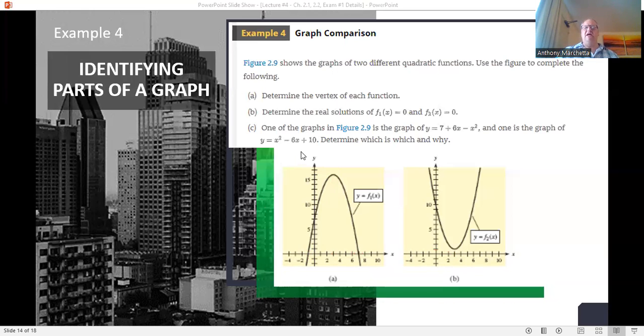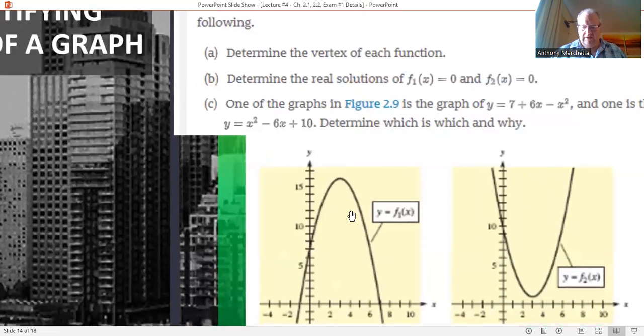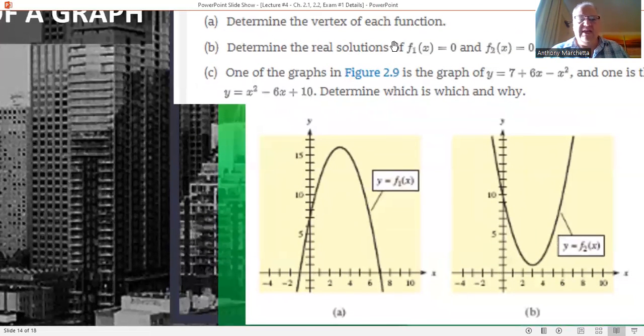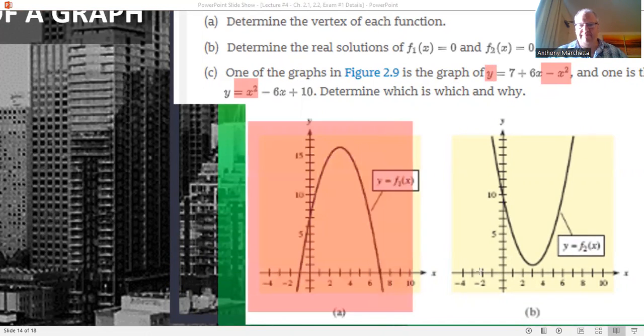And last but not least, for part C, it says one of these graphs is this and one of them is that one. Which one is which? The way we're going to get the answers for that, let me zoom in there. You'll notice that one of them has a negative coefficient and one of them has a positive coefficient. Of course, it's this one here that represents this one here. And likewise, the one with the positive coefficient is the one on the right.